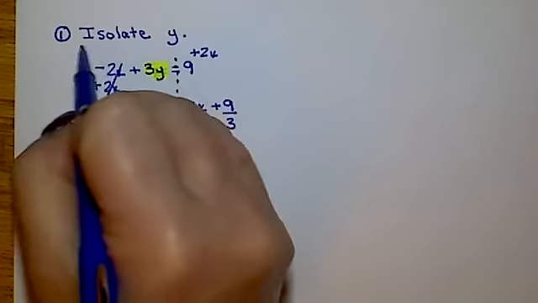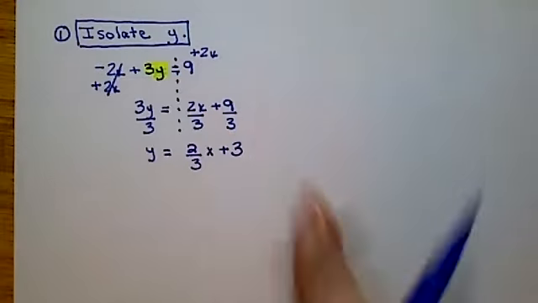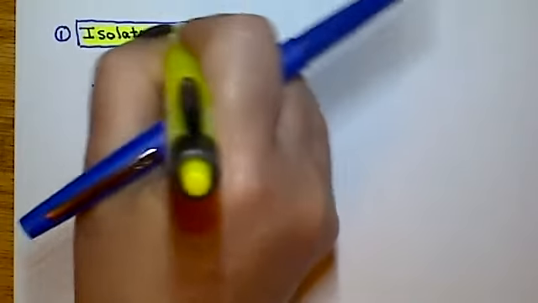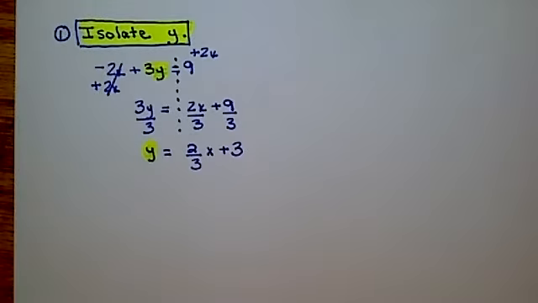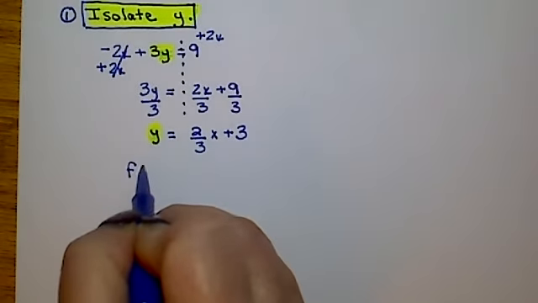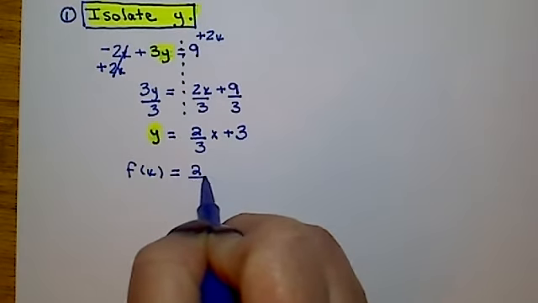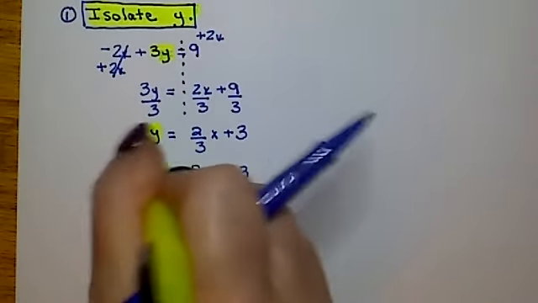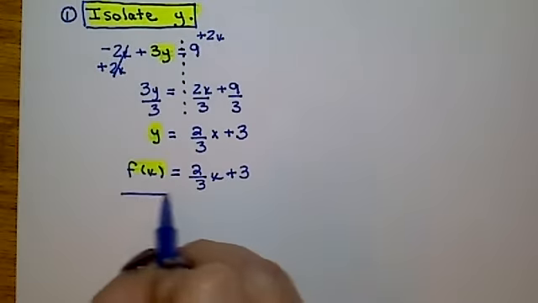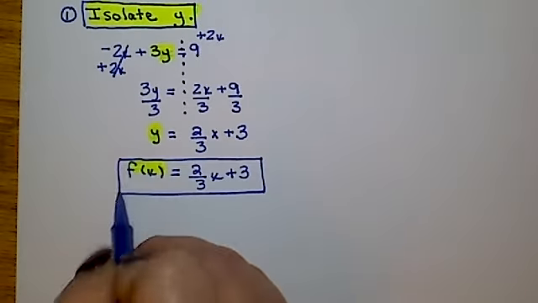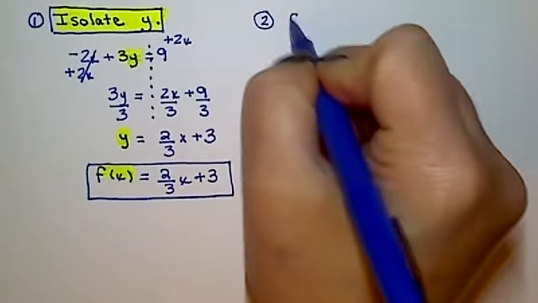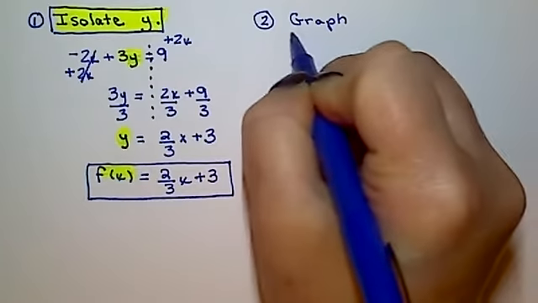Now, if you recall, that y means the same thing as f of x or g of x. So sometimes you will see it written f of x equals 2/3 x plus 3. And that means the same thing as y. So now we have that isolated. So what we're going to look at now is a few ways to graph. Okay. So second, we're going to graph the function.